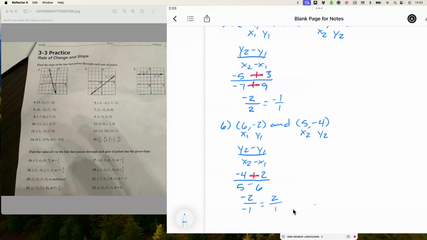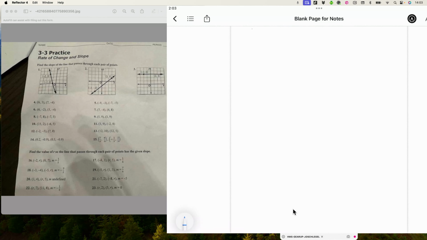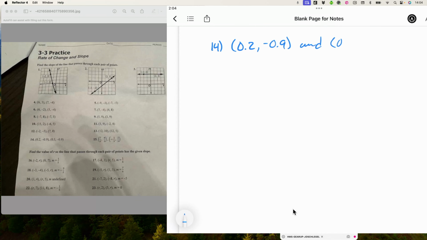I will do those because I recognize that those do look a little bit wacky and unique. I hate wacky and unique problems, so let's take care of that for you. Number 14. Again, I would not use ChatGPT or Wolfram to do the work for you. I would use it to check your work. So 0.2 and negative 0.9 and 0.5 and negative 0.9. So we can see here the y values are the same.